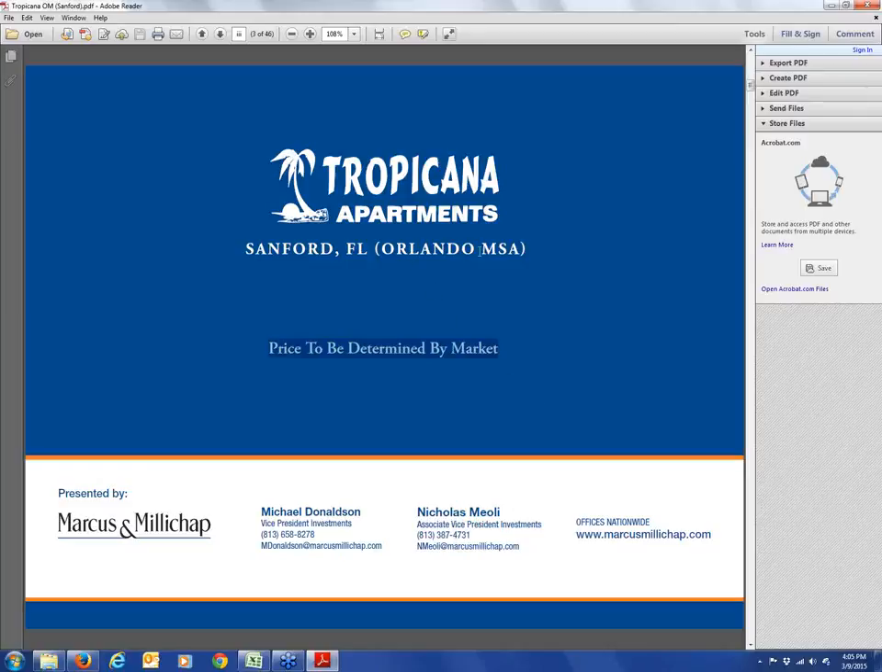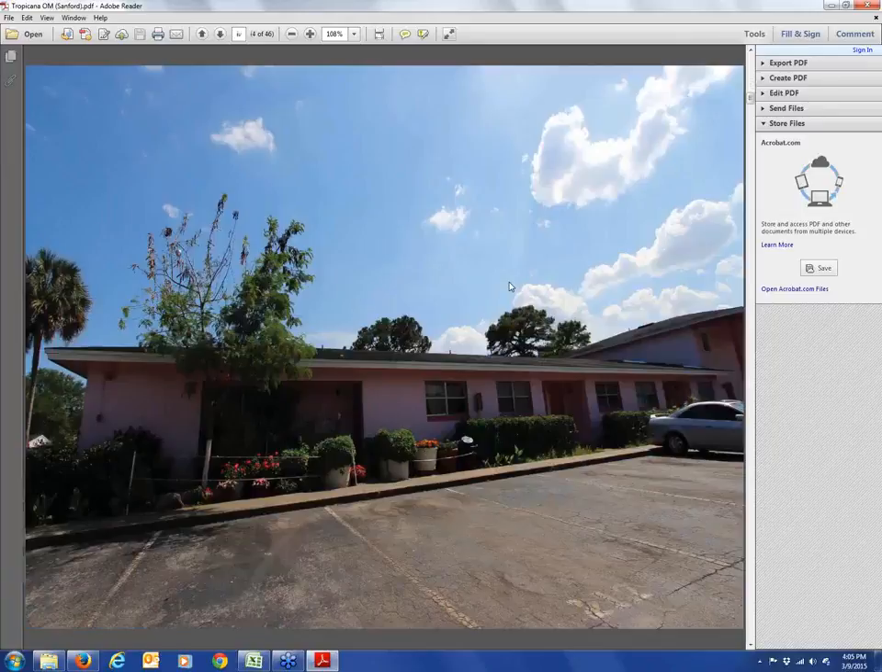So we're in the Orlando MSA, the Metropolitan Statistical Area. That's good to know. All right, the parking lot looks like it could be updated and striped. Looks a little tired. It looks like one particular tenant, this might even be the office, does their own landscaping, putting in flowers and what have you. All right, good for them.